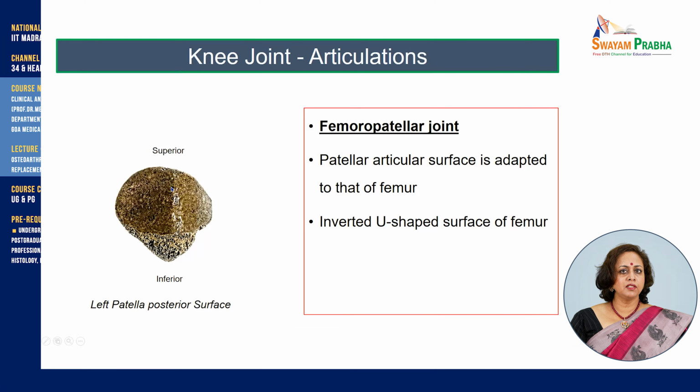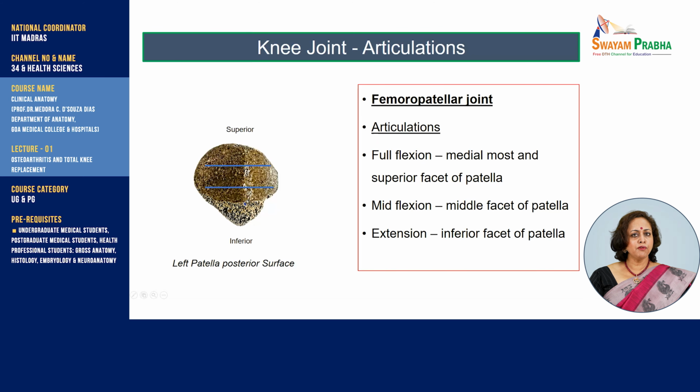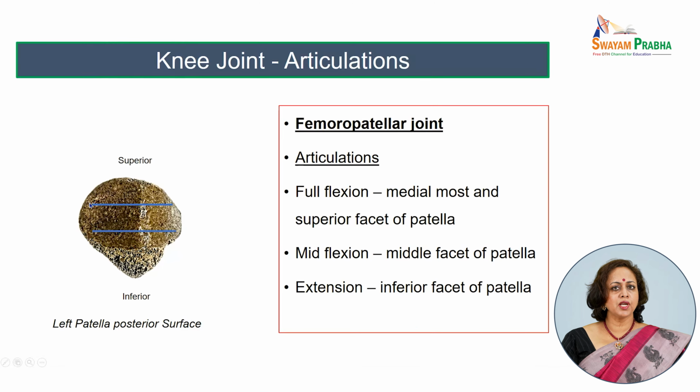There is a vertical ridge here. This part articulates with the medial part of the femoral condyle and this part articulates with the lateral part of the femoral condyle. Please remember, we are talking about the left patella. If we look further at this surface, there are two faint transverse lines, which I have depicted here by two blue marginal lines. Can you see them?